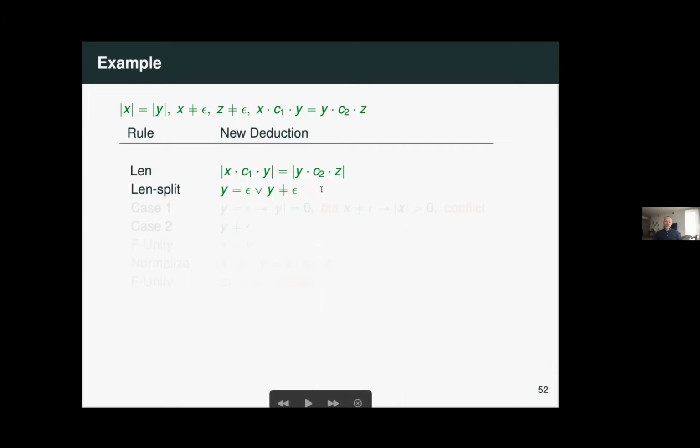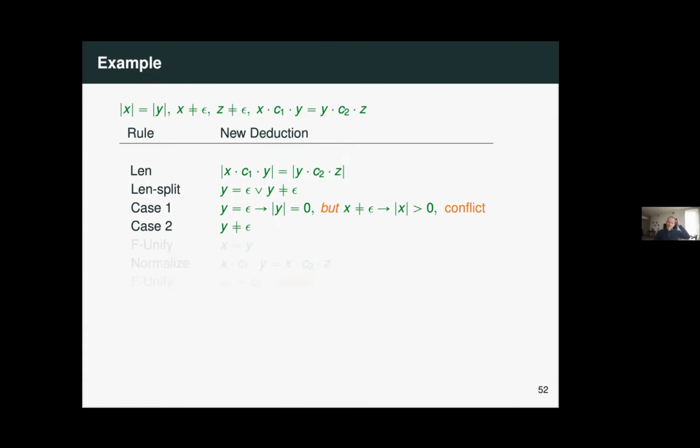If we consider the first case where Y is empty, we can conclude that its length is 0. But we know that X is not empty, and that the length of X is greater than 0. So if length of X equals length of Y, that leads to a conflict. Great, so we know that Y can't be empty.